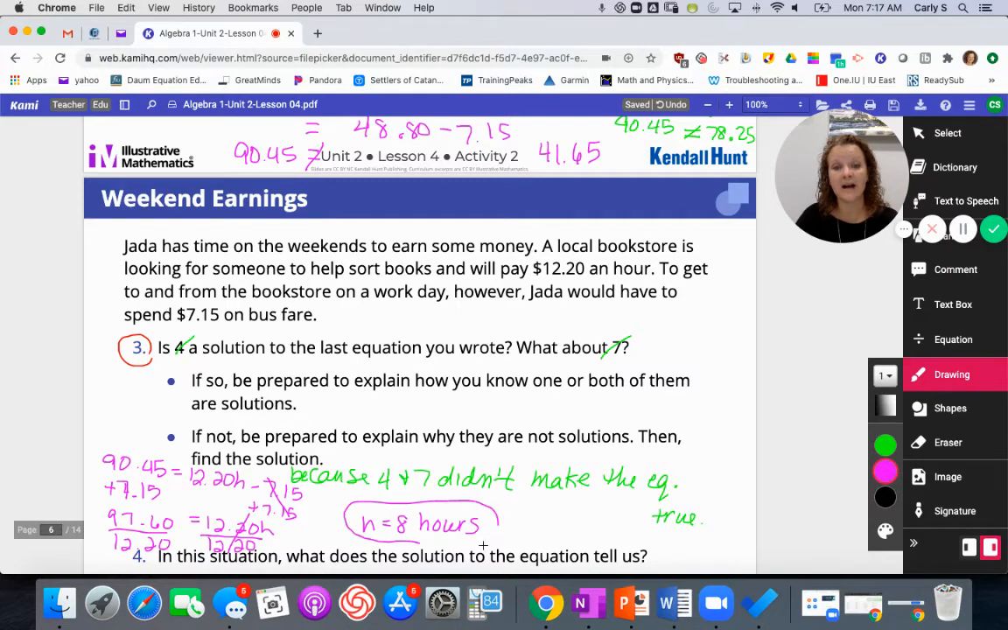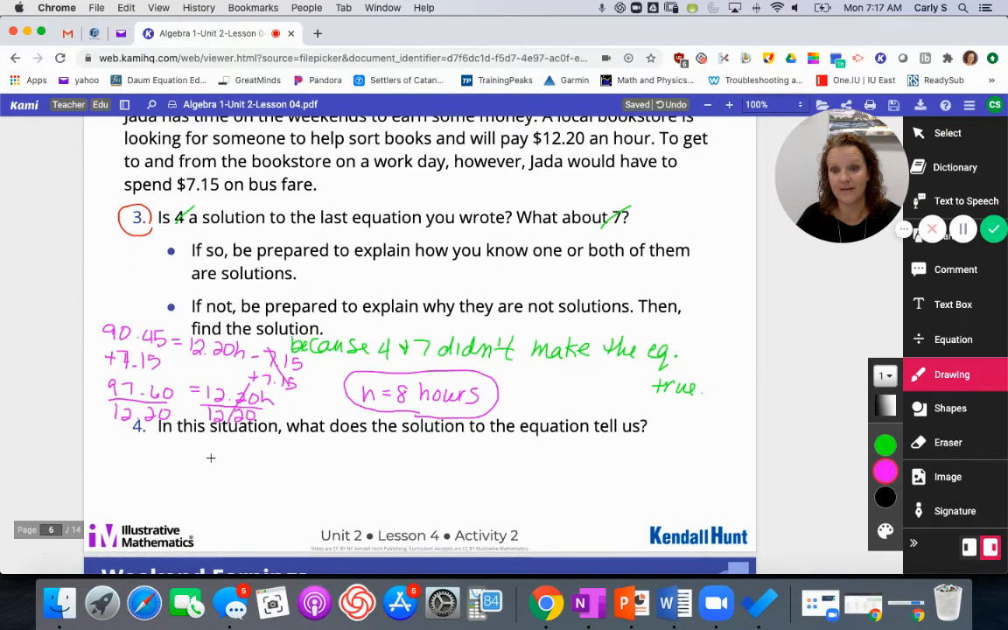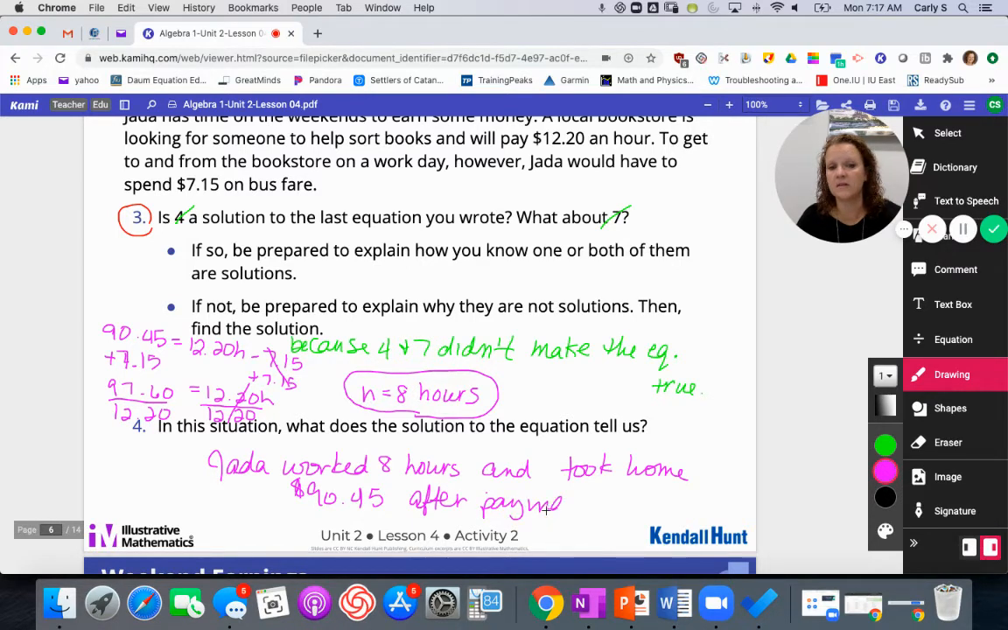So she worked 8 hours and made a pretty decent amount of money. In this situation, what does the solution to the equation tell us? That, what's her name? Priya? Jada. Jada worked 8 hours and took home $90.45. And you could say after paying bus fare, if you wanted to. That last part's not necessary.